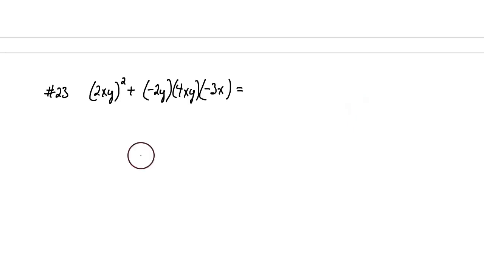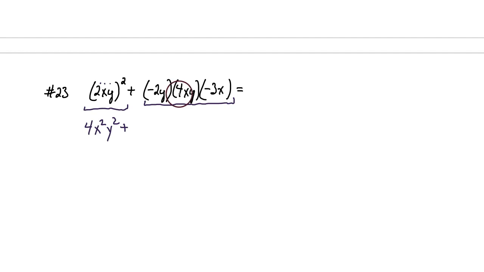Number 23. This first section is similar to what we were just doing. We have a product in the parentheses, all being raised to the 2nd power. So distribute that power to all of those factors. 2 to the 2nd power is 4. Then x to the 2nd, then y to the 2nd. Now after the plus sign, we have a whole bunch of things times together. So let's multiply these all together and then later do the adding.